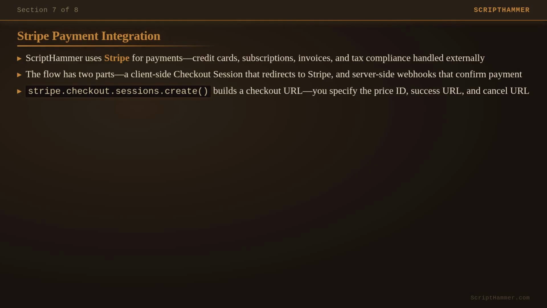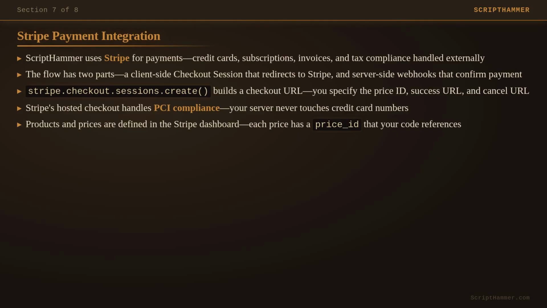stripe.checkout.sessions.create builds a checkout URL. You specify the price ID, success URL, and cancel URL. Stripe's hosted checkout handles PCI compliance. Your server never touches credit card numbers. Products and prices are defined in the Stripe dashboard. Each price has a price_id that your code references.